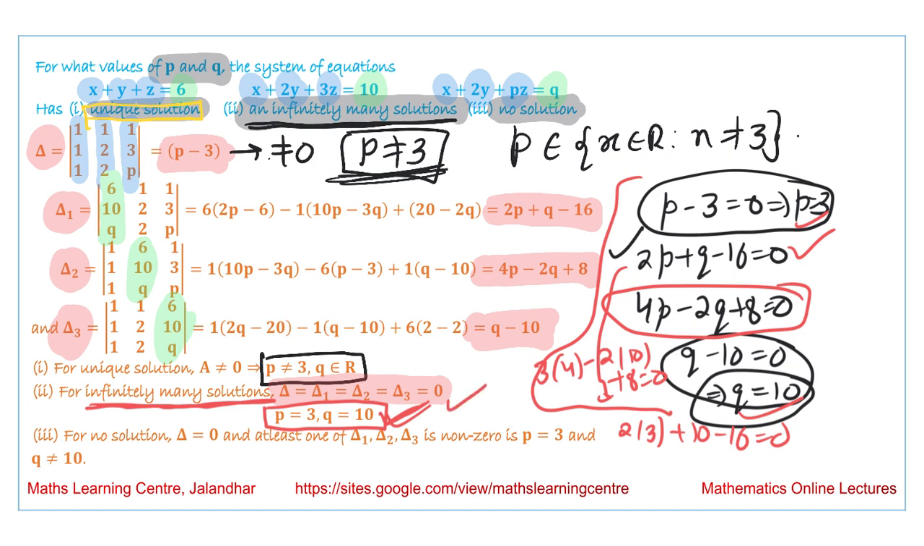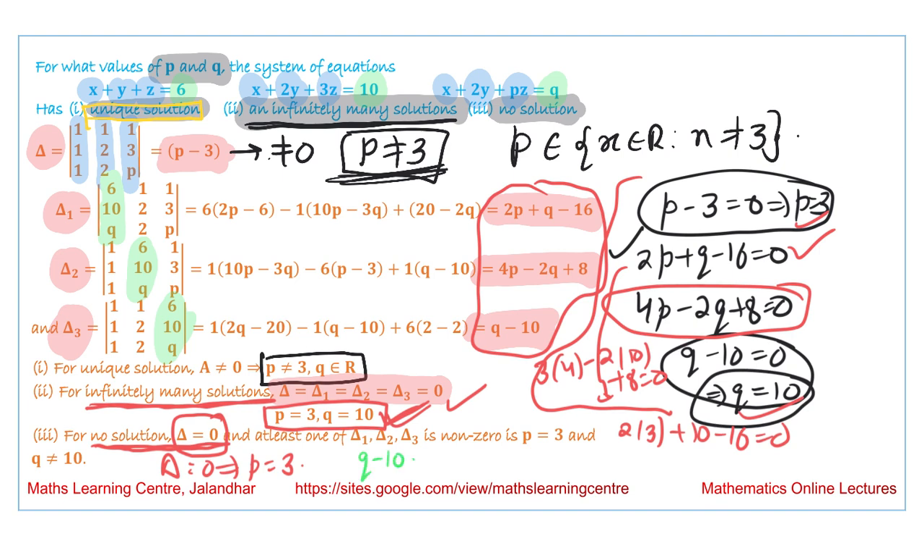Last is the case of no solution. For no solution, we are saying delta should be equal to 0. So when we put delta equal to 0, this implies that p is equal to 3. And we are saying that at least one of these three should be non-zero. So if we put p is equal to 3 in these equations, we will get it equal to q minus 10. The first equation will come in this form.